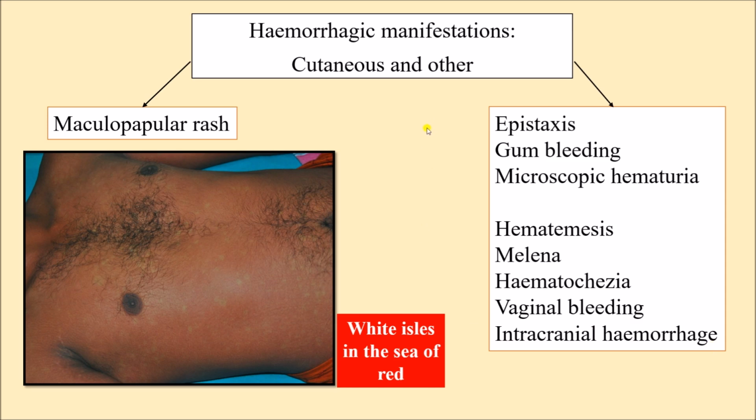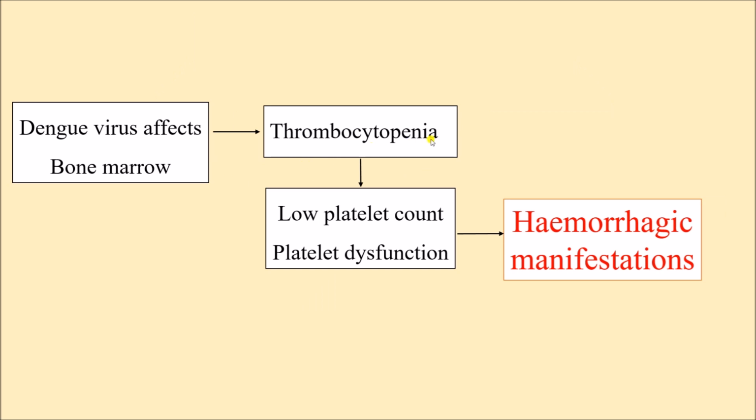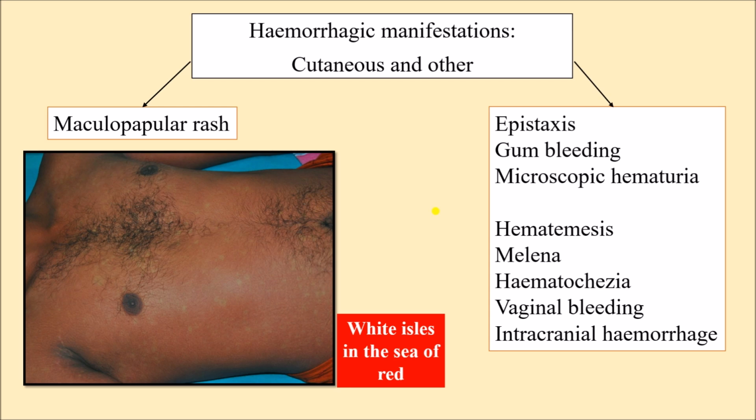So all these hemorrhagic manifestations occur because of thrombocytopenia leading to low platelet count as well as platelet dysfunction, and again, thrombocytopenia occurs because the dengue virus affects the bone marrow. So this is the pathophysiology behind the hemorrhagic manifestations in dengue, especially in dengue hemorrhagic fever.